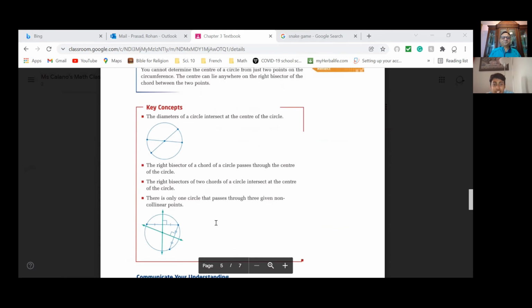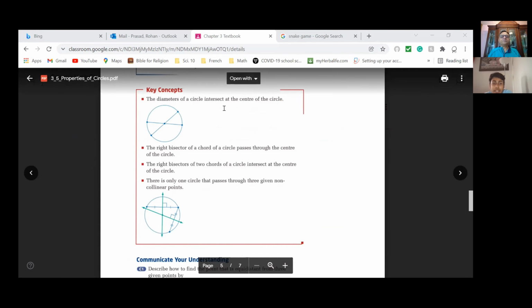So here's the key concept. The diameter of a circle intersects at the center of the circle. The right bisector of a chord of a circle passes through the center of the circle. Correct. The right bisectors of two chords of a circle intersect at the center of the circle. Correct. There is only one circle that passes through three given non-collinear points. Correct. So what does that mean?